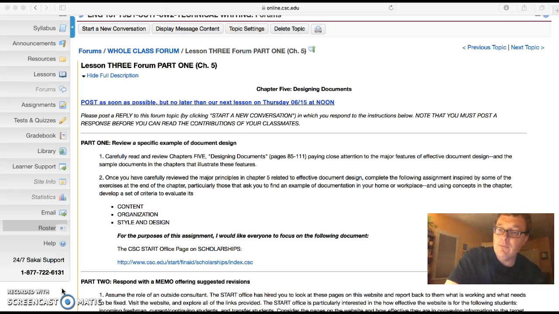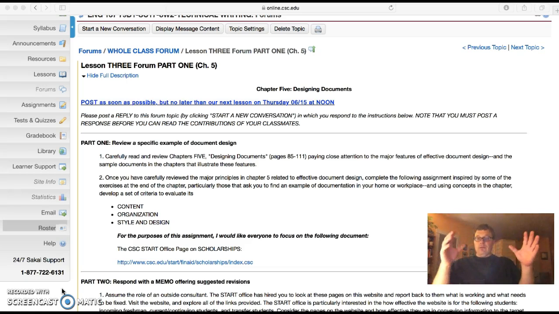Lesson three, forum part one, which was focused on the CSE page on scholarship design and how chapter number five related to that, and also how well you were able to construct a memo following the principles in chapter seven. I wanted to just tell you all that you did quite a nice job on this forum. I really appreciated the work that went into the memos.